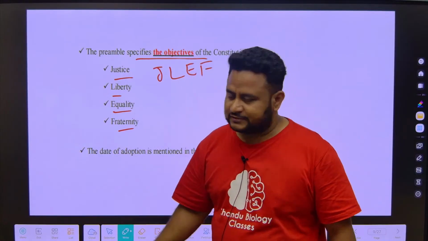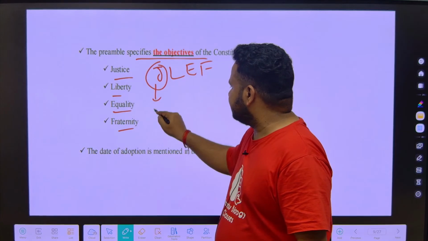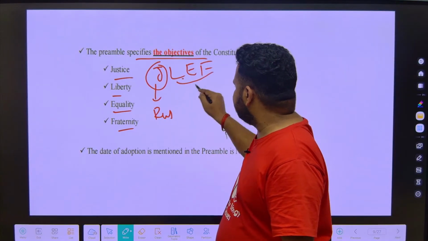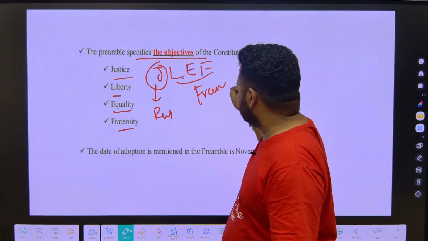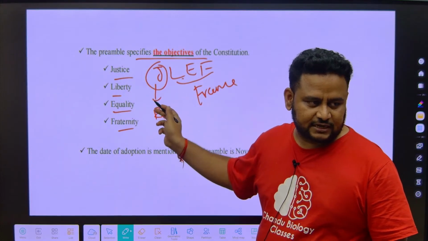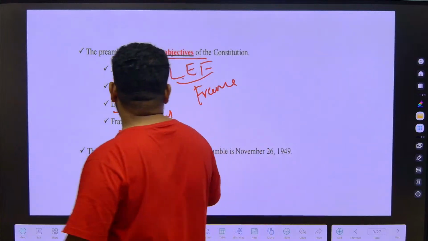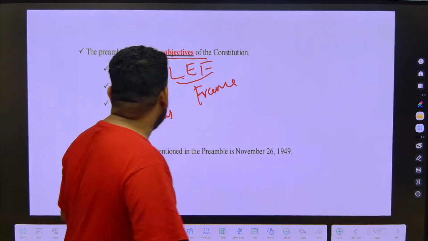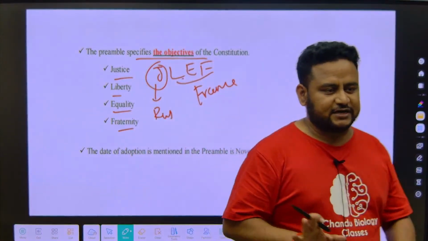Correct? JLEF. This justice is borrowed from Russia. This is borrowed from France. Republic and also liberty, equality, fraternity are borrowed from France. So this is USSR or Russia, justice. So justice, liberty, equality, fraternity, these are the objectives.